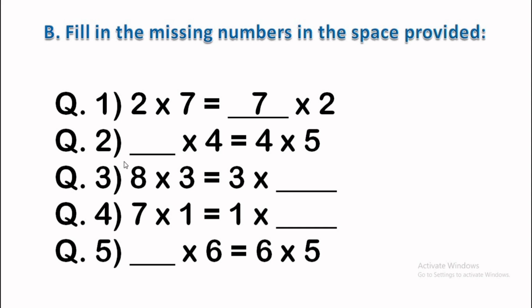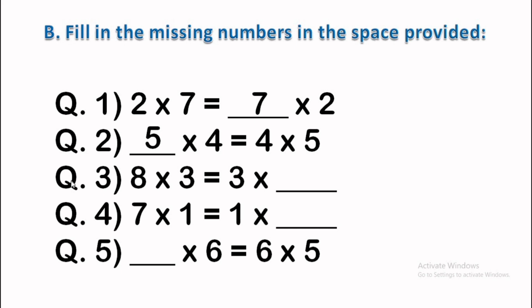Question number 2. Dash into 4 equals 4 into 5. So on the right hand side of the equals to we have 4 and 5. On the left hand side of the equals to we have only 4. So what we will write in this blank is 5, because 5 is not here.